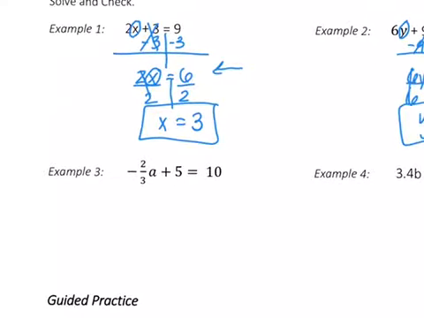Okay, example 3. Circle the variable, draw the line down from the equal sign. You're going to subtract 5 from both sides. You're always subtracting the constant. You never want to subtract or add the number with the variable. That's the one you leave by itself. You do not add or subtract that.